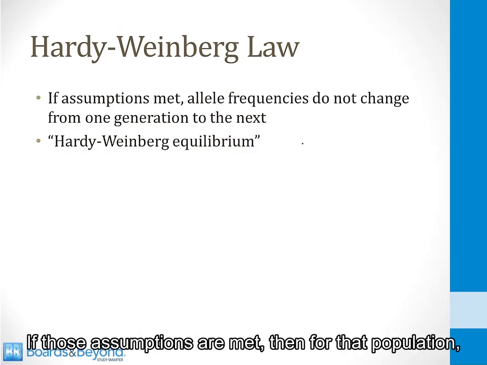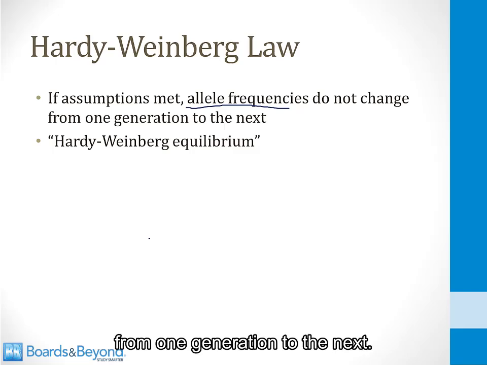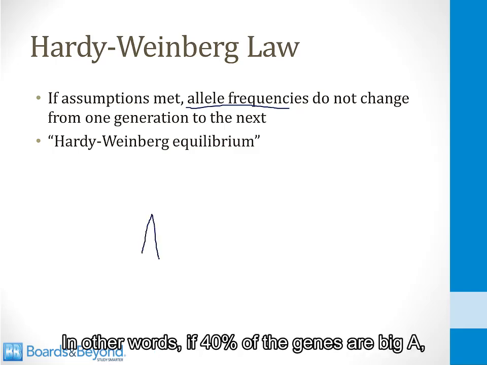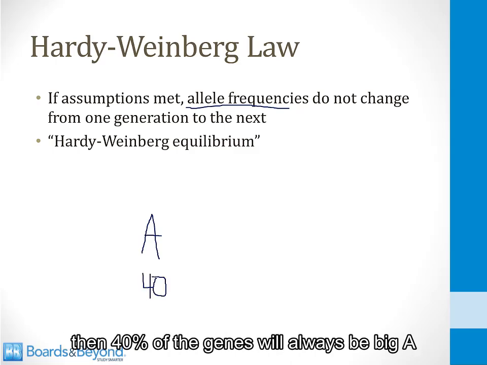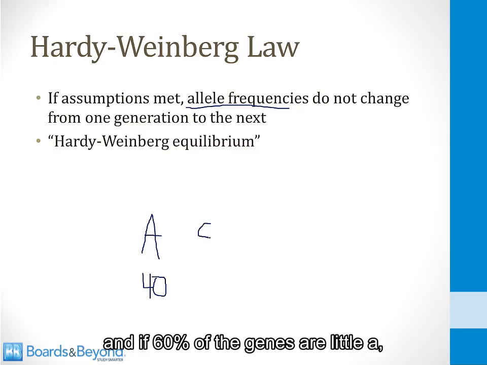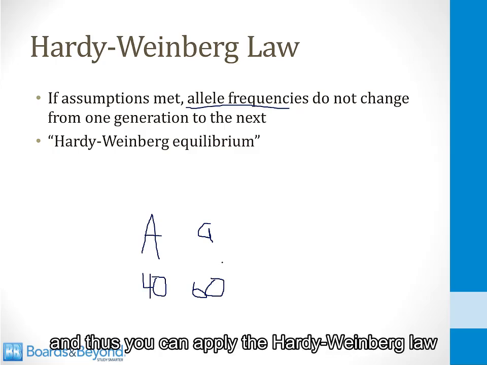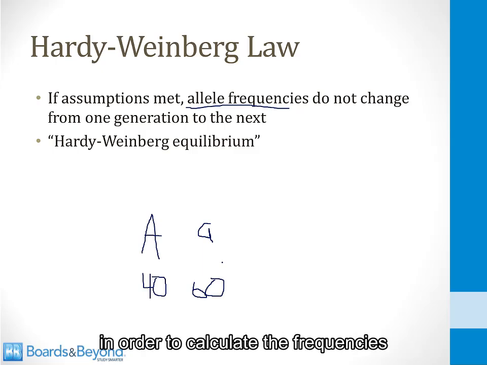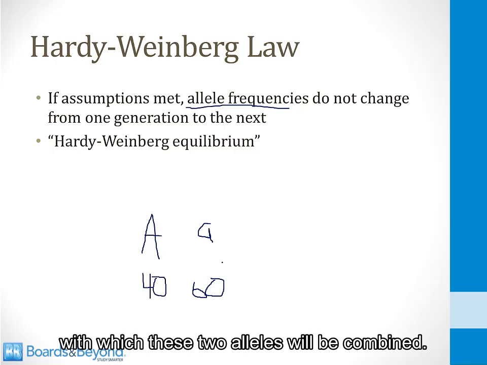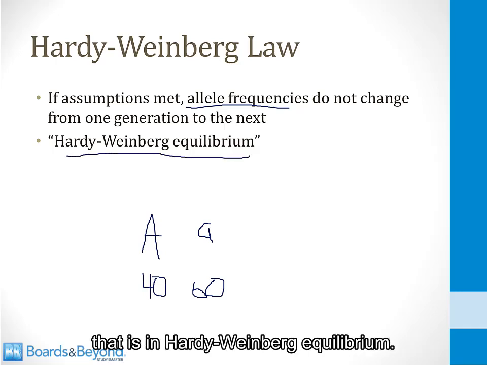If those assumptions are met, then for that population, the allele frequencies will not change from one generation to the next. In other words, if 40% of the genes are big A, then 40% of the genes will always be big A from one generation to the next for that population if all those assumptions are met. And if 60% of the genes are little a, then 60% of the genes will always be little a from one generation to the next, and thus you can apply the Hardy-Weinberg Law in order to calculate the frequencies with which these two alleles will be combined. That is said to be a population that is in Hardy-Weinberg equilibrium.